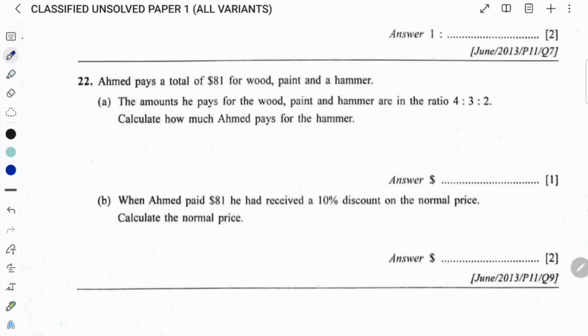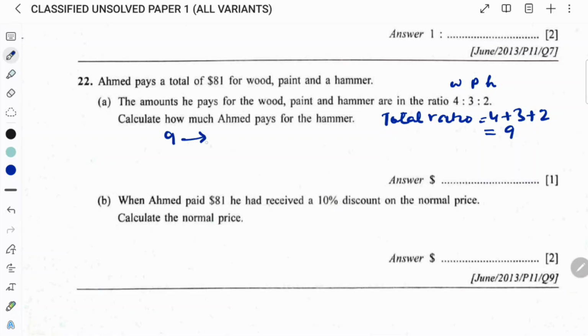All right, in question number 22, Ahmed pays a total of $81 for wood, paint and hammer. The amounts he pays for wood, paint and hammer are in the ratio 4:3:2. Calculate how much Ahmed pays for the hammer. So the total is given, so we'll use the total. The total ratio is equal to 4 plus 3 plus 2, which is 9.